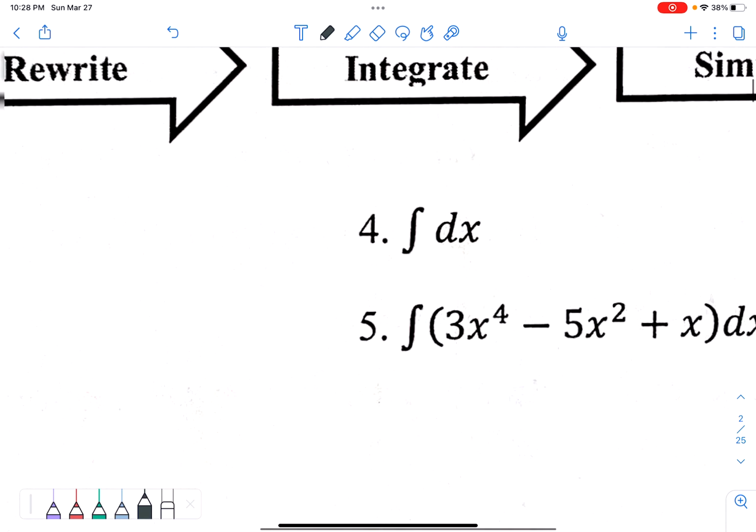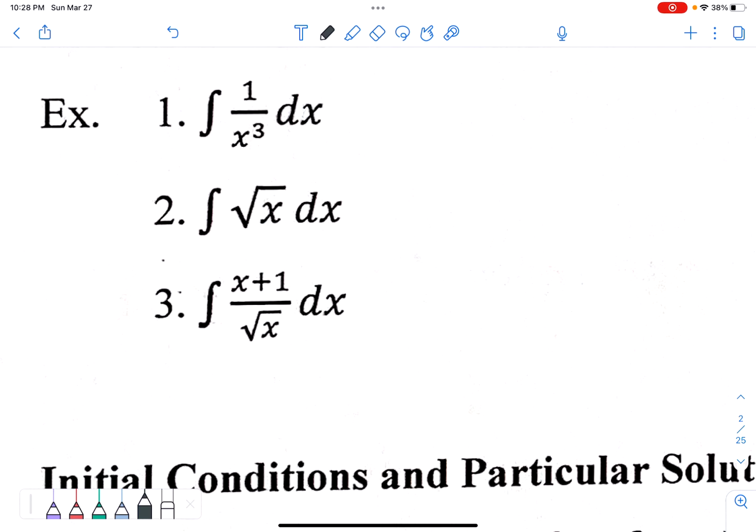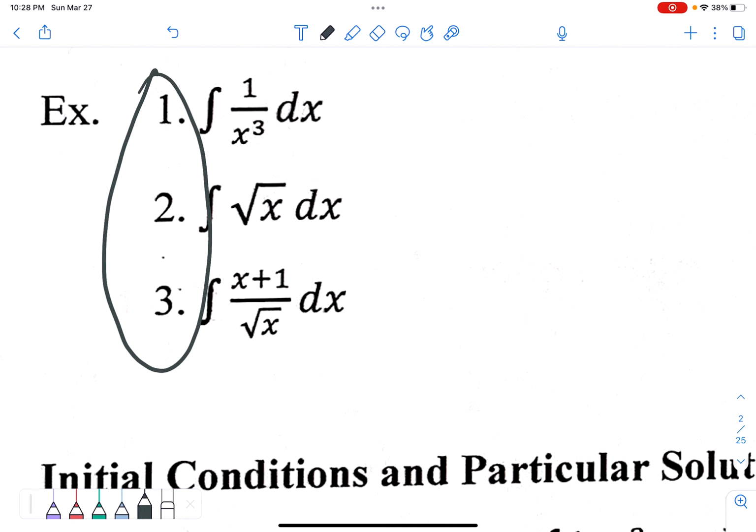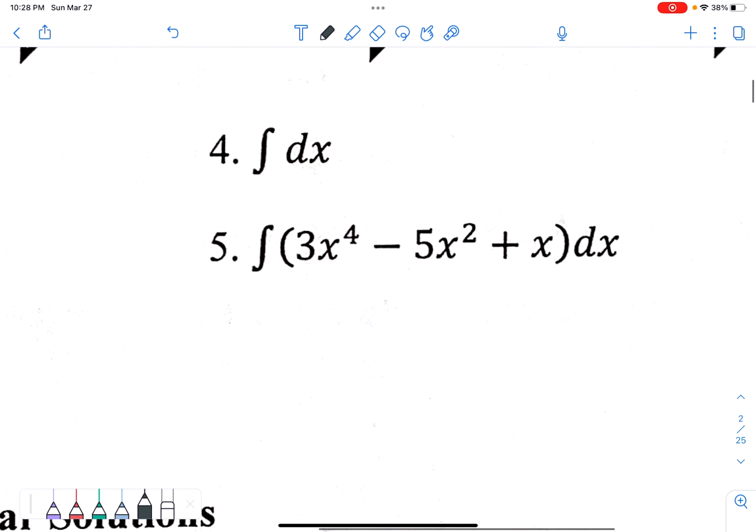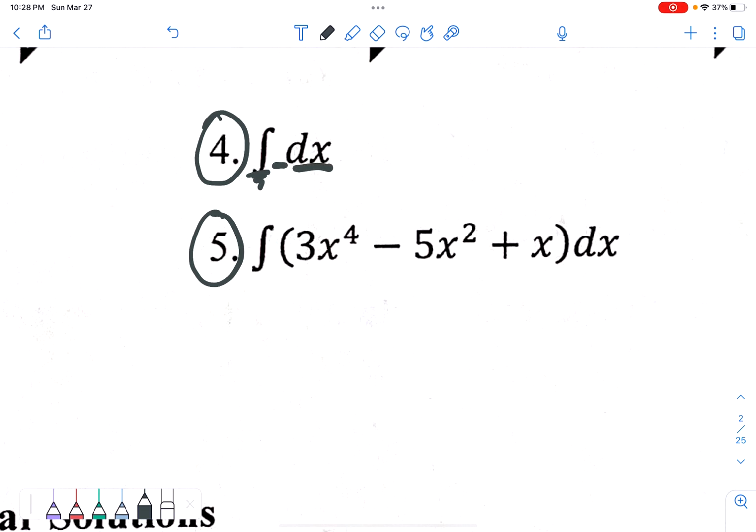I'm going to go down here and we're going to do not 1, 2, 3, because those are really ugly things going on right now. So let's just get the idea with number 4 and number 5. Number 4 kind of looks like it's not even a question. What is going on here? This is the command saying find the antiderivative of this thing right here with respect to x. But the problem is, what is this thing right here? It's not 0. If there's no number in front of x, we assume it's 1. They're saying, what is the antiderivative of 1?